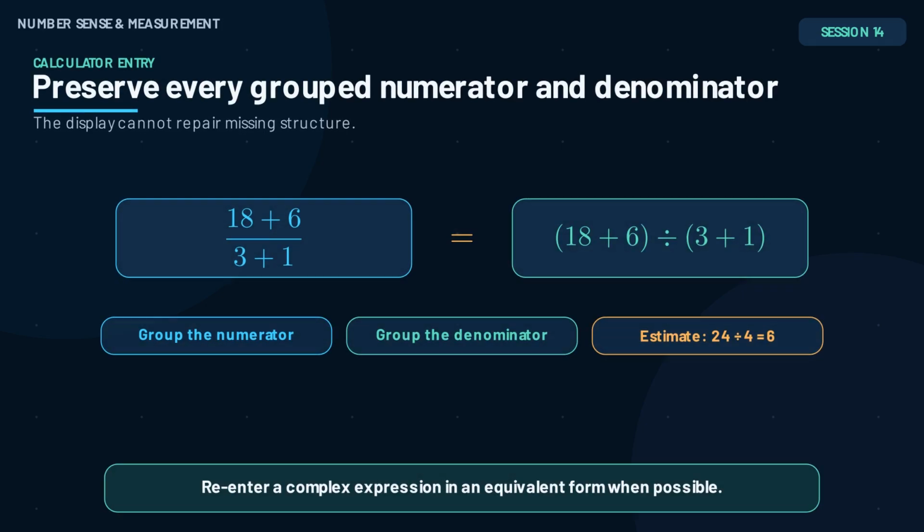For a grouped fraction, enter parentheses around the complete numerator and complete denominator. The fraction 18 plus 6 over 3 plus 1 should be entered as open parenthesis 18 plus 6, close parenthesis, divided by open parenthesis 3 plus 1, close parenthesis. The result is 6, matching the estimate 24 divided by 4.